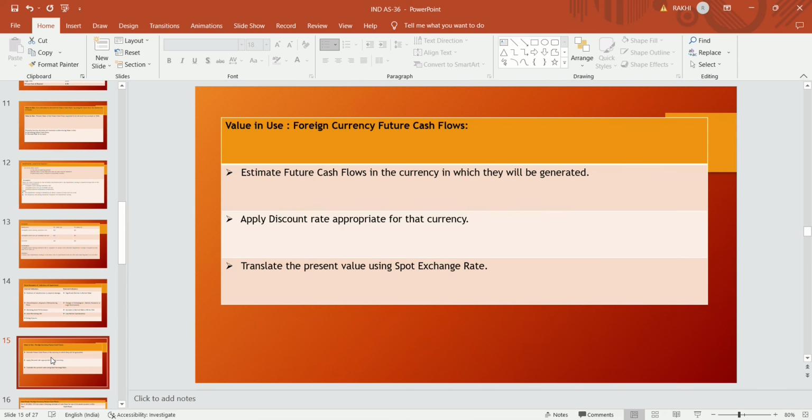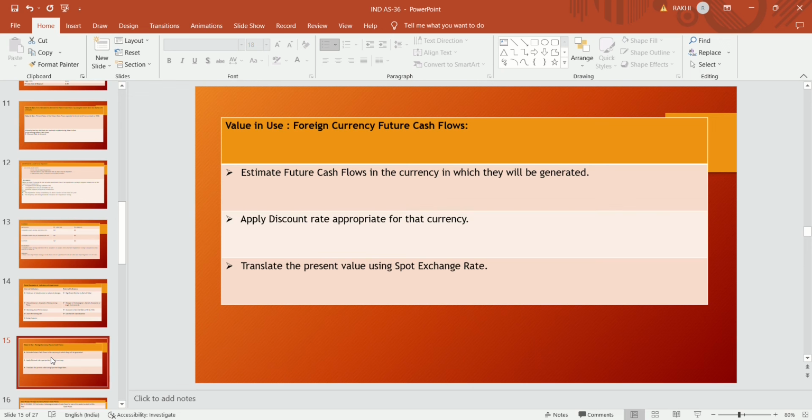How is the value in use to be determined in case of foreign currency future cash flow? It is a three-step process. Firstly, if a company is generating future cash flow from an asset by usage of that asset in foreign currency, then we will first generate the future cash flow in foreign currency and discount it at the rate of that currency only in which it is generated.